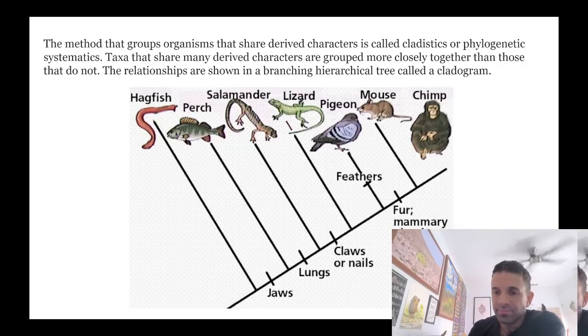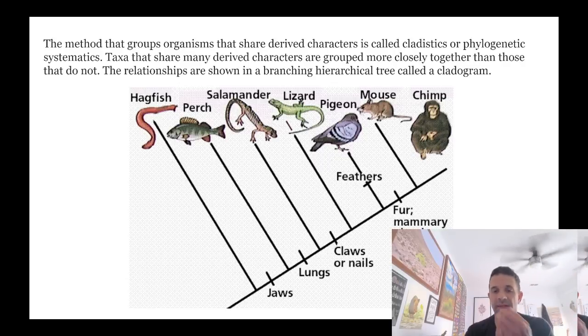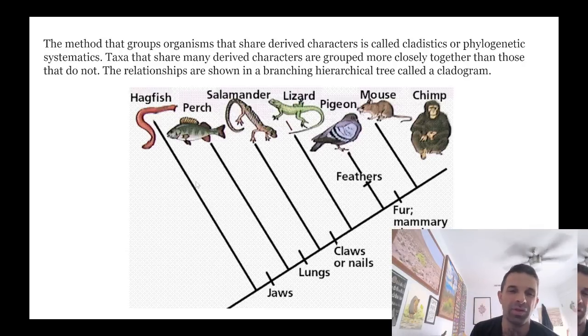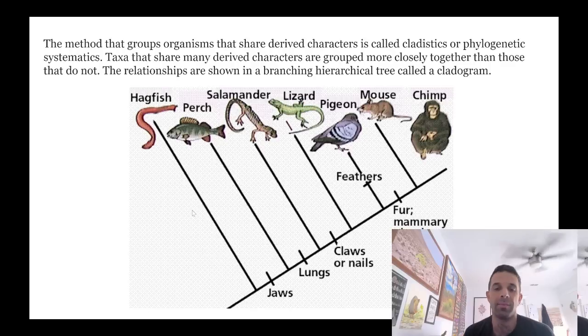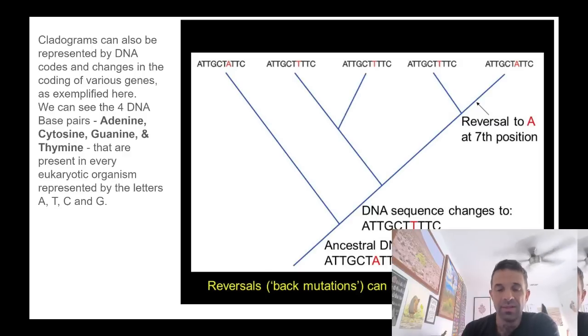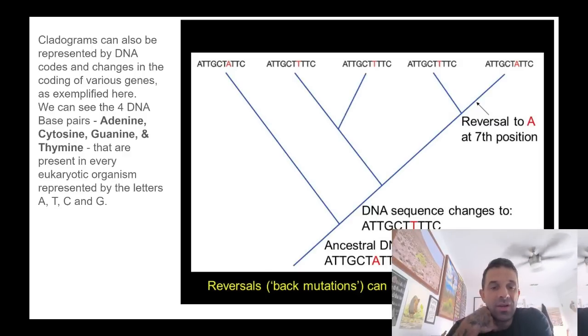Okay? You can see chimp, mouse, pigeon, lizard. There's a cladogram of all these organisms that we know. Maybe people don't know hagfish, but you know that they're basically jawless fishes. They're a modern member of a lineage that branched off from the tree of life before fish evolved jaws. Okay, cladograms can also be represented by DNA codes and changes in the coding of various genes. Okay, like I just talked about, holding up one DNA barcode to another.